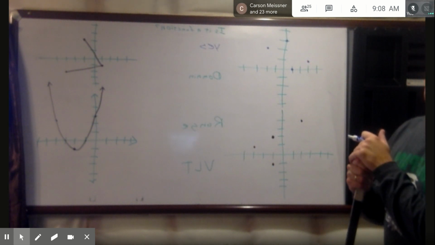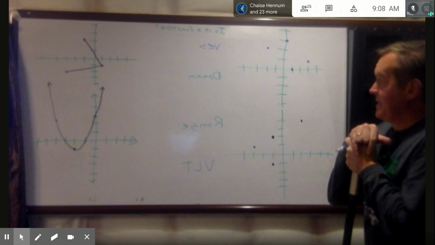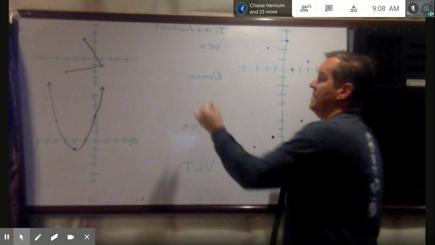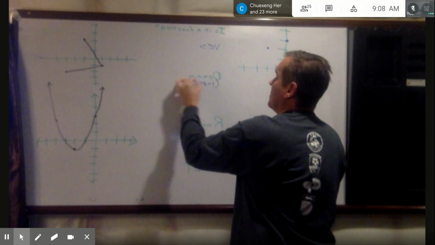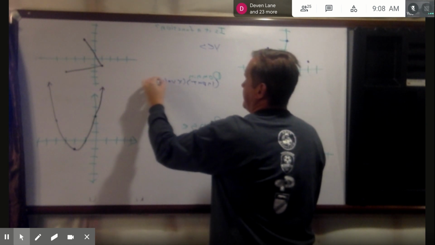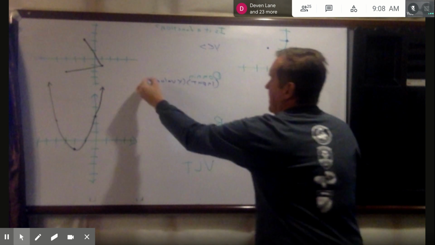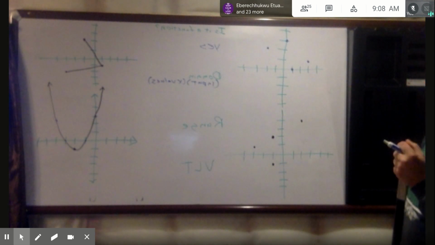Everybody got that? Okay. Now, the next thing we're going to deal with is the domain. The domain is typically our input values, which is typically going to be x values. All right. So as I look at this, I'm going to look at all my x values.